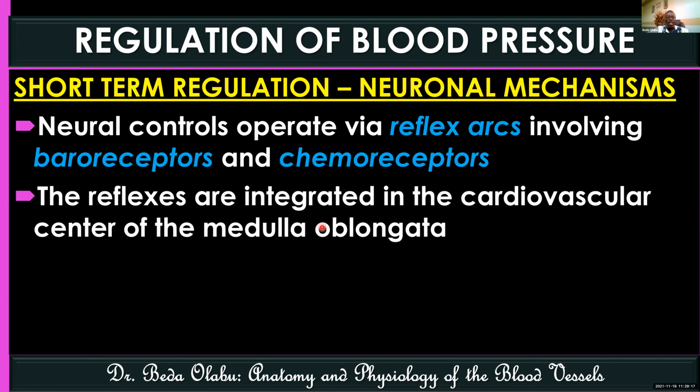So the medulla oblongata is part of the brainstem. It has a center that controls the heart. We call that the cardiovascular center. The cardiovascular center controls heart functions, sometimes called the cardiac center, and controls the blood vessels. We call that the vasomotor center, but let's just call it the cardiovascular center. It is located within the medulla, controlling both the heart as well as blood vessels.